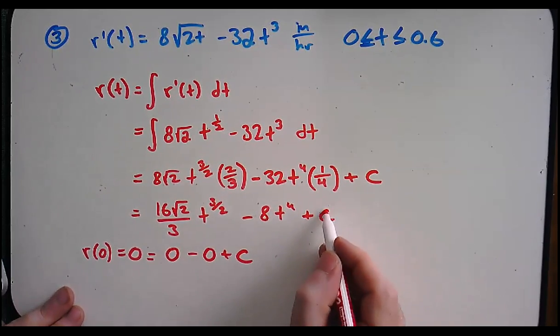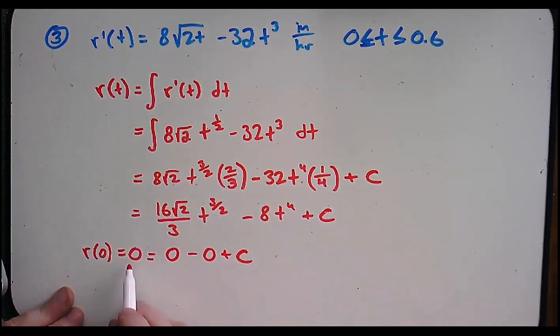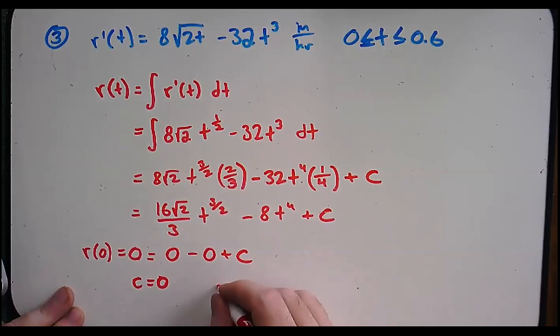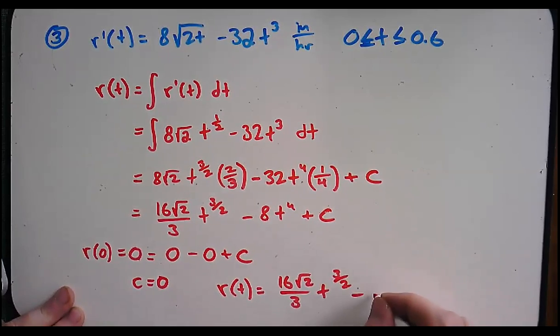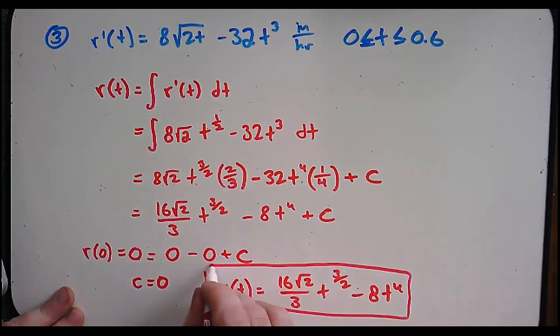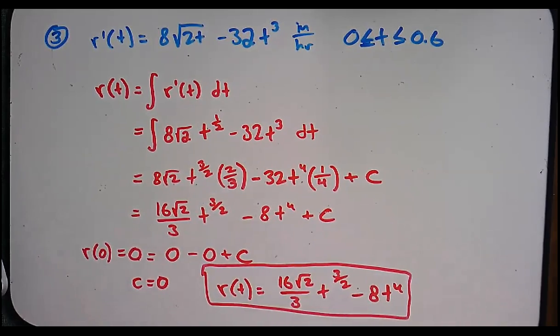Right, now c is the constant that we didn't know. And based on the fact that r of 0 has to equal 0, we can solve this equation for c. And in this case, it's very simple. C equals 0, right? And so our final answer is going to be a function. We want to make sure we write it that way. R of t equals 16 root 2 over 3, t to the 3 halves, minus 8 t to the 4th. And I don't have my plus c, or really I do. My plus c is plus 0. And so my final answer here indicates the value for c that we solved for there.